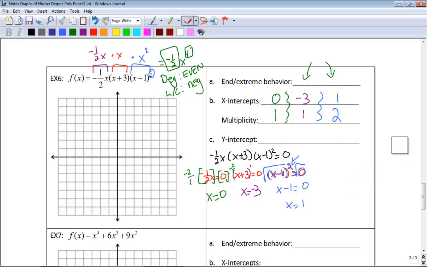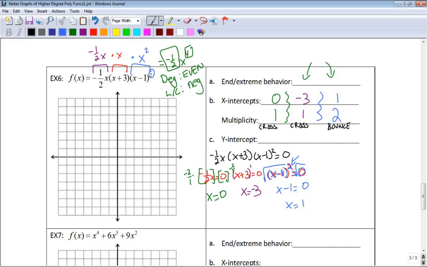So what does that mean? Let's actually write down what that means this time before we move on to find the y-intercept. So if 0 has a multiplicity of 1, I need to cross the x-axis at that point. If negative 3 has a multiplicity of 1, I need to cross that x-axis at that point. If 1 has a multiplicity of 2, I need to bounce at the x-axis at that point.